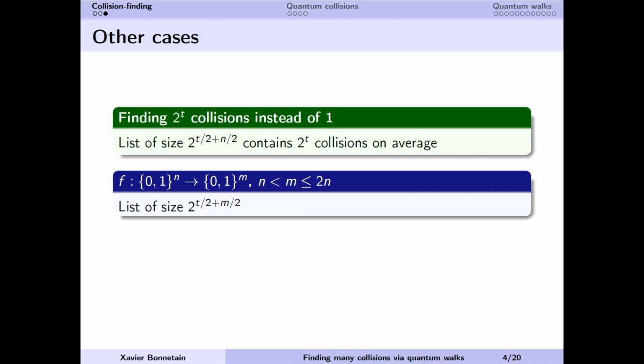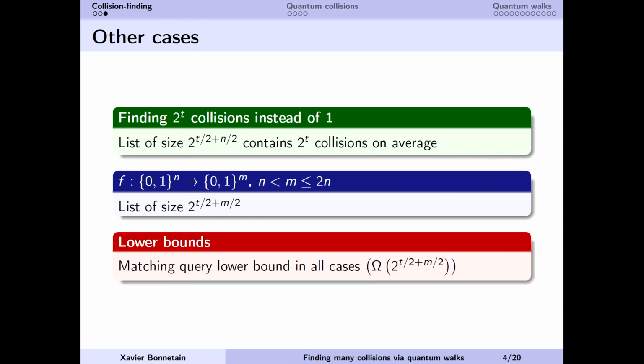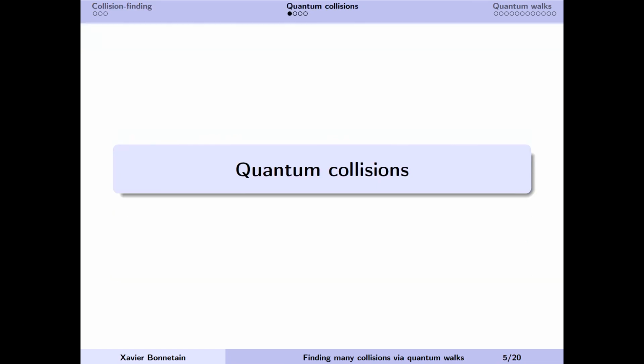These are very simple list-based algorithms, but there is a general query lower bound for classical collision finding, which actually matches this algorithm. That is, in a classical setting, if we only care about query complexity, everything is solved by just taking a large enough list. Now I will move to quantum computing, where things are a bit more complicated.